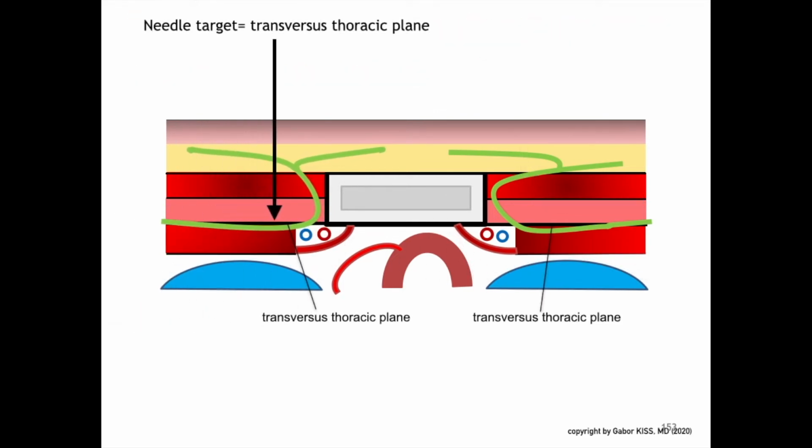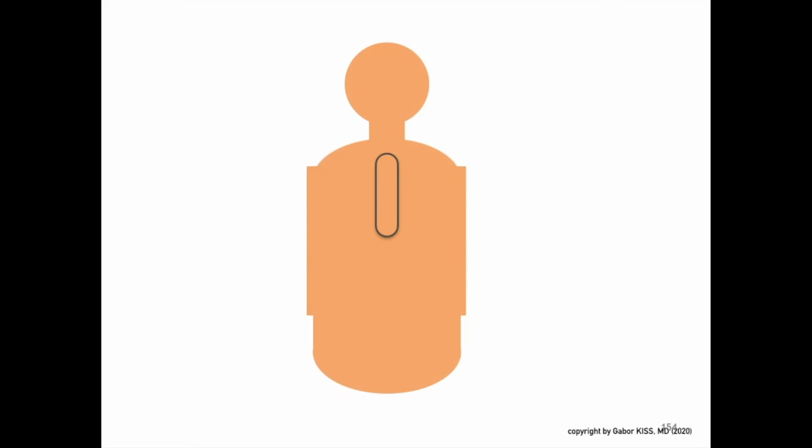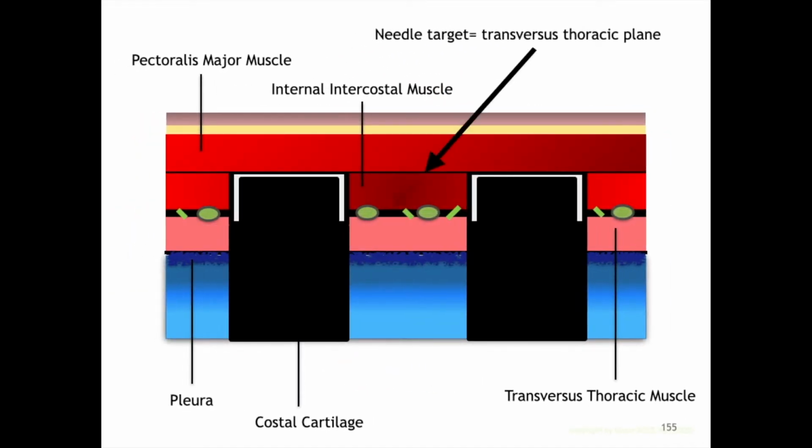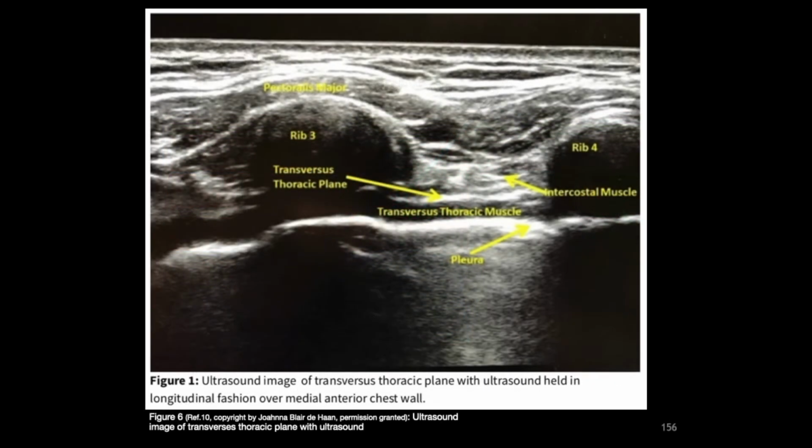The needle target will be the transversus thoracic plane, which is between the internal intercostal muscle and the transverse thoracic muscle. Let's now look at the sagittal parasternal view lateral to the border of the sternum, showing the needle target directed to the transversus thoracic plane. This longitudinal ultrasound image shows the anatomy of the transversus thoracic plane before injection of local anesthesia.